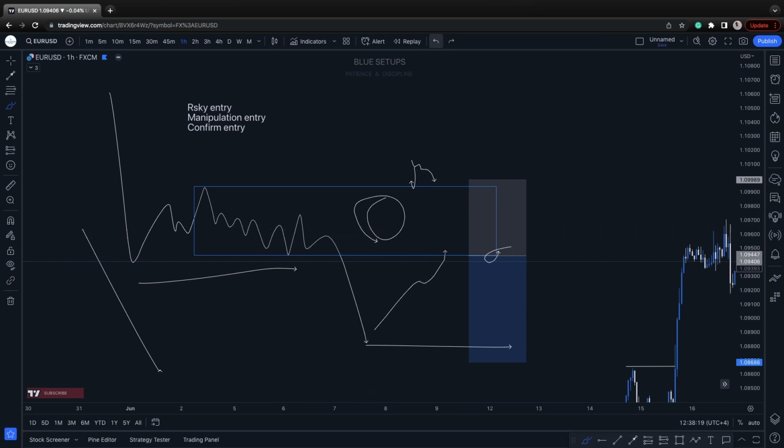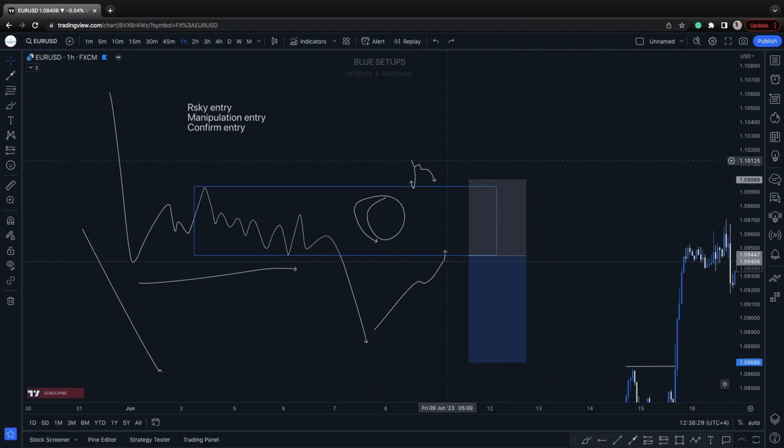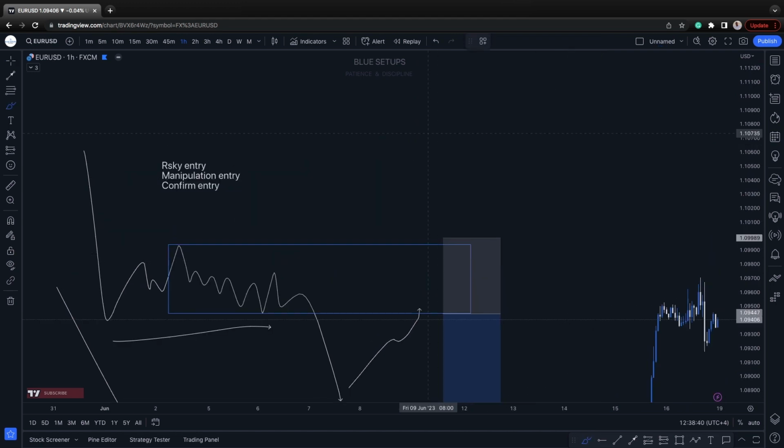So starting off with the risk entry, it's straightforward. This is what the risk entry will look like. If for example another trader is going with the manipulated entry, what I mean by a manipulated entry is that there is some sort of break to the low and then a break again to the high side. Once you have breaks to the low and breaks to the high side, that is what I call a manipulated entry.